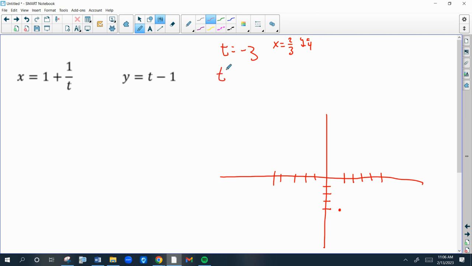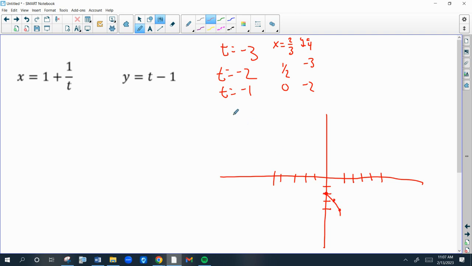And now I'll go to t equals -2. X would be 1 minus 1/2, so 1/2. Y would be -3. So 1/2 comma -3. T equals -1. X would be 1 minus 1, which is 0. Y would be -1 minus 1, which is -2. So you can see what's happening here. This graph looks like it's being formed like this.